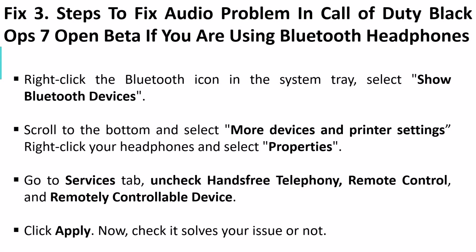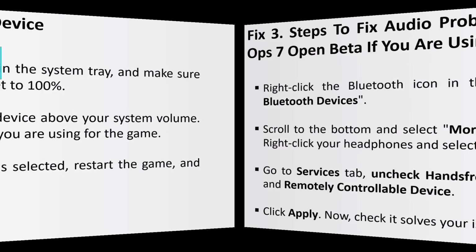Fix 3. Steps to fix audio problem in Call of Duty Black Ops 7 Open Beta if you are using Bluetooth headphones. Right click the Bluetooth icon in the system tray, select Show Bluetooth devices, scroll to the bottom and select More devices and printer settings. Right click your headphones and select Properties. Go to the Services tab, uncheck Hands-free Telephony, Remote Control and Remotely Controllable Device. Click Apply. Now check if it solves your issue or not.